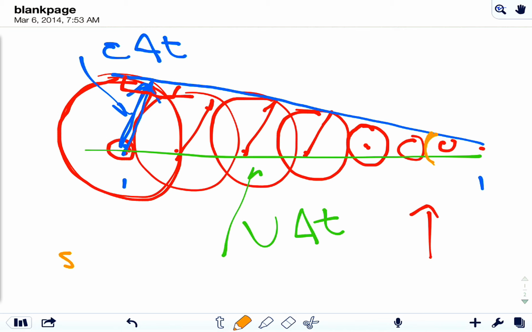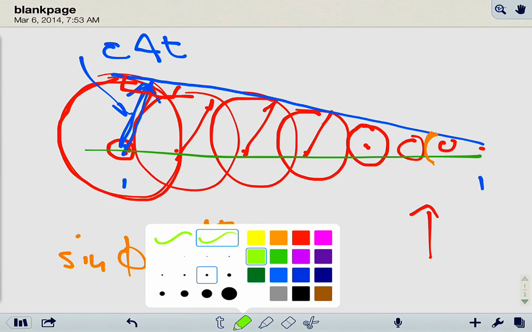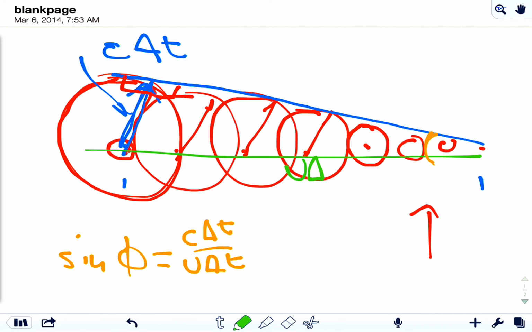So we have sine phi is equal to the opposite, which is C delta T, divided by the hypotenuse, which is U delta T. And to erase this, I apologize. U delta T. So we can solve for this.